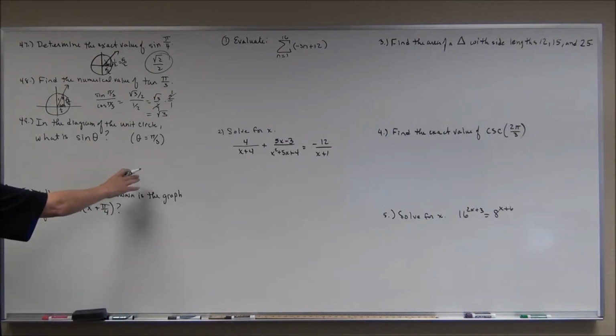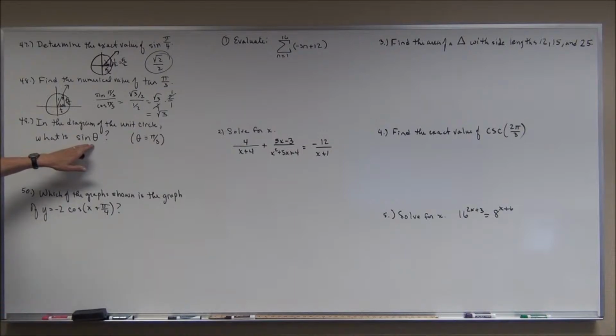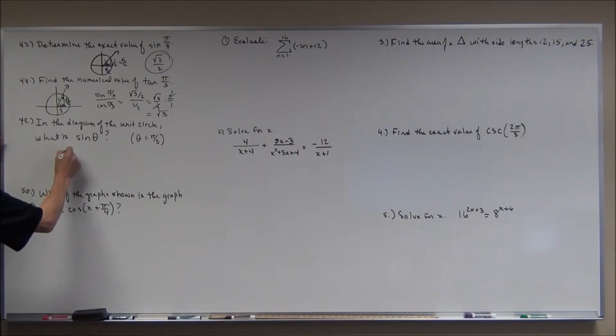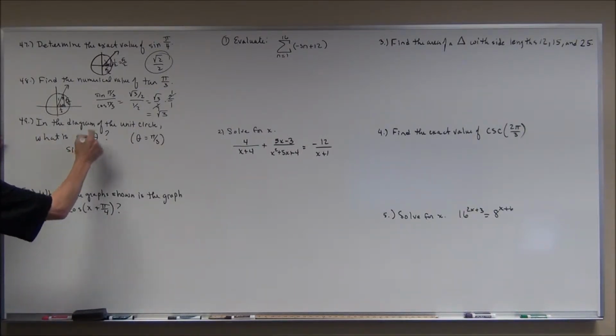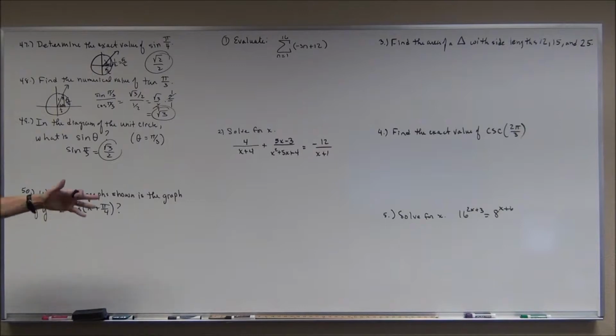Now this one had a diagram, but all they really told me in the diagram was that theta was pi over 3, and they want to know the sine of that angle. Well, the sine of pi over 3 I just wrote down. It's square root of 3 over 2. So those go pretty fast. Well, I'm making them go fast anyway.